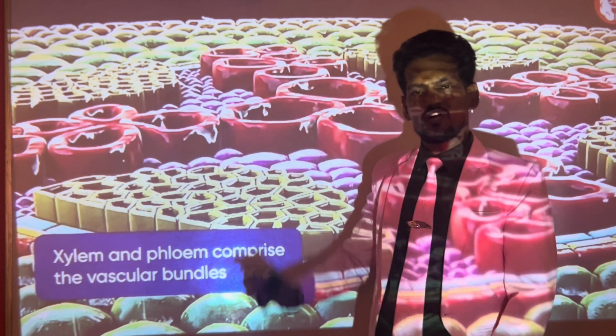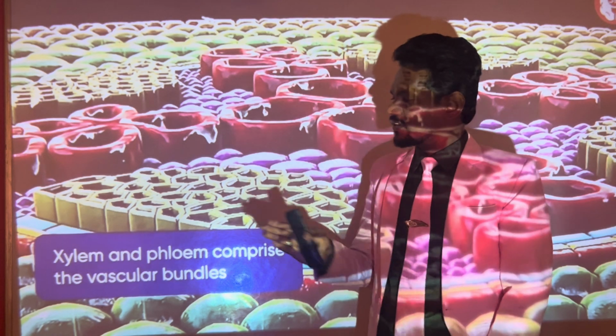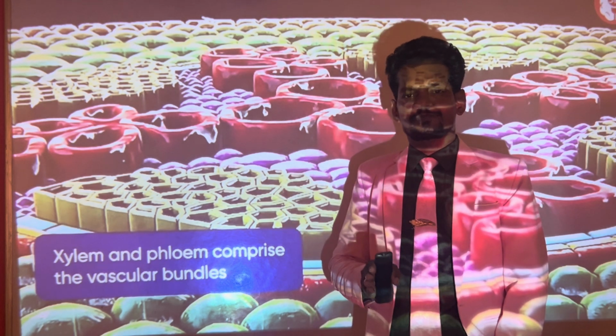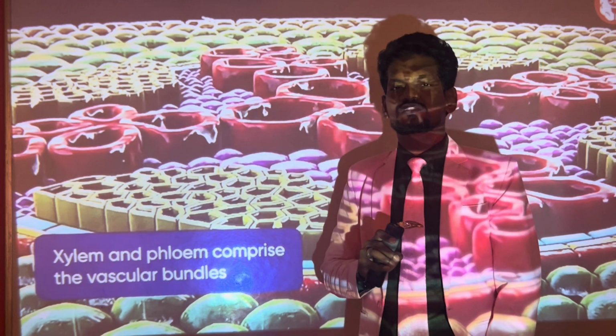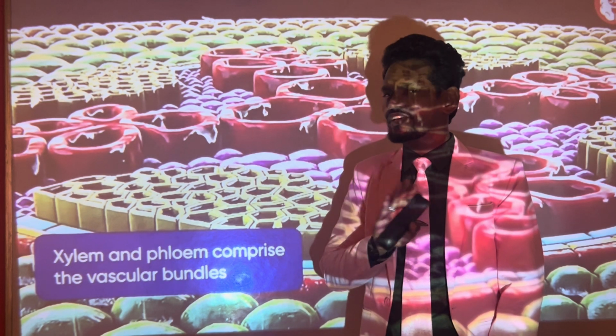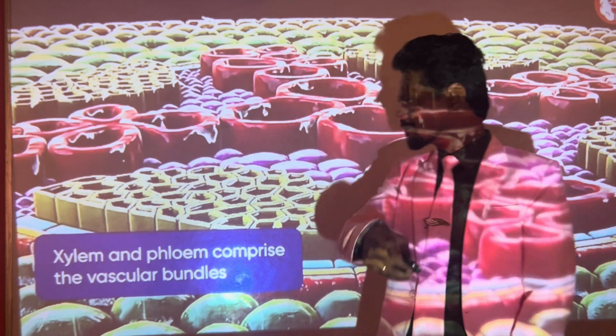The remaining points are all the same, the structure is the same. Only the thing is, in monocot root, pericycle is not involved in secondary growth and also not involved in the formation of lateral roots. Remember.